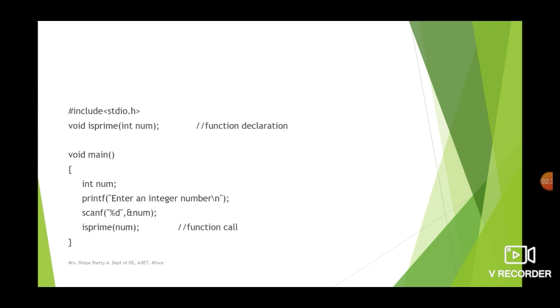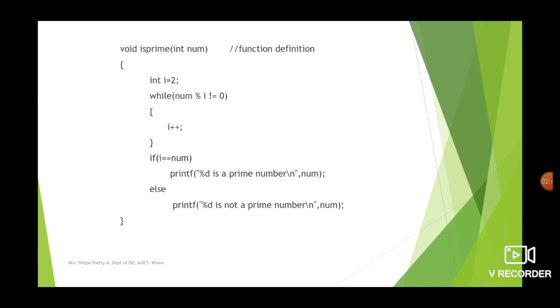Now let us see the function. void isPrime(int num). This is the same as the declaration except that there is no semicolon. So this is the function definition. int i = 2. We will take a variable called i which is initialized to 2.